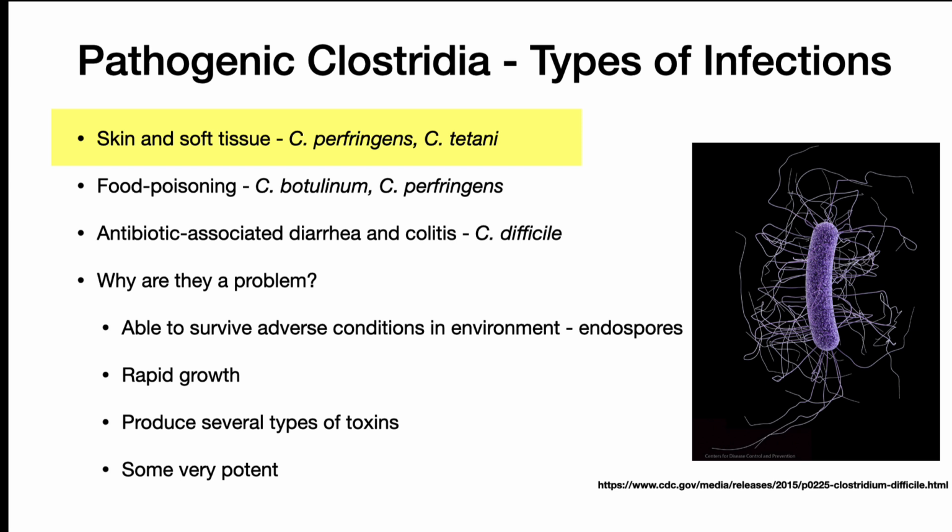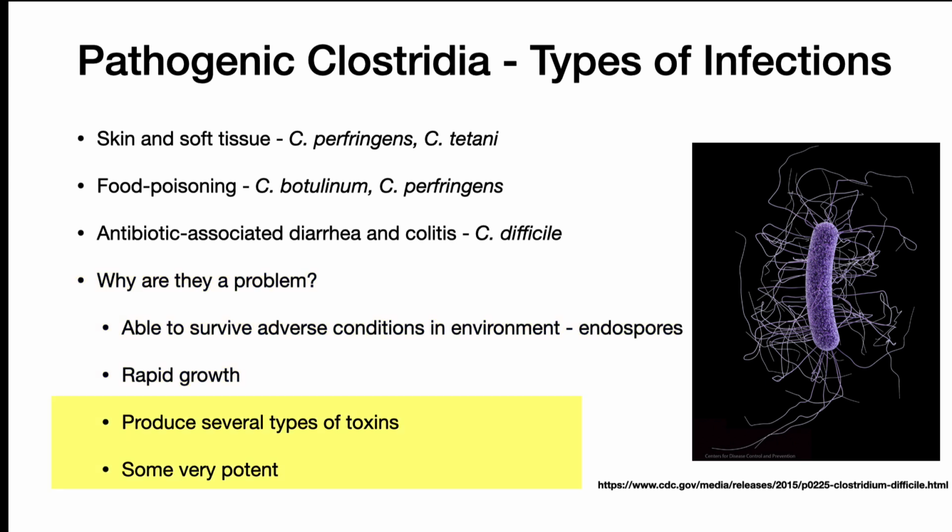They can invade the skin and soft tissues of the body. Some can cause food poisoning, such as C. perfringens and C. botulinum. Some can cause antibiotic-associated diarrhea and colitis. Why is this species such a problem? First, they are able to survive adverse conditions in the environment because they form endospores. Second, because of their rapid growth. For example, Clostridium perfringens has a generation time of 6.5 minutes in rich medium, making it possible for this microbe to grow rapidly in improperly prepared foods. Within an hour, it can get up into the billions per gram.